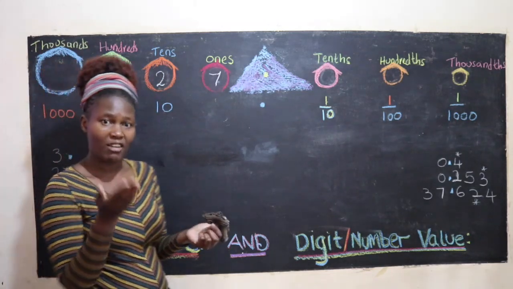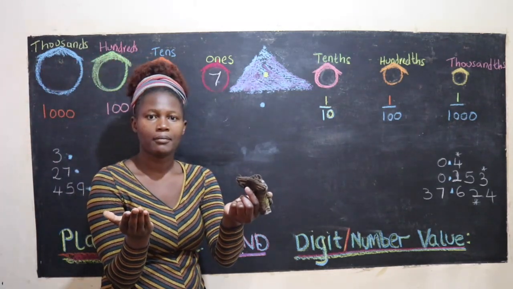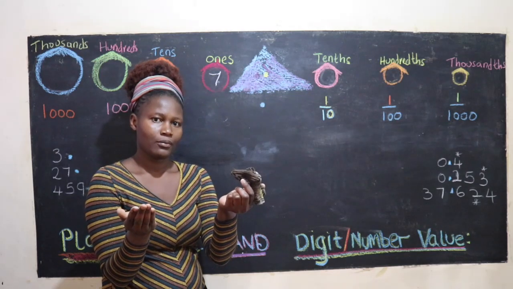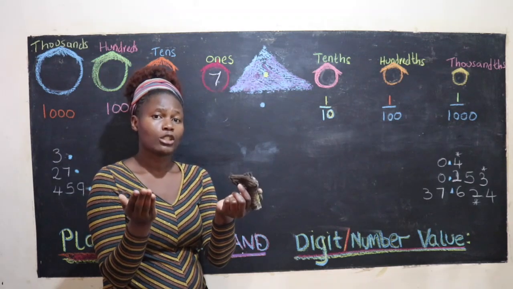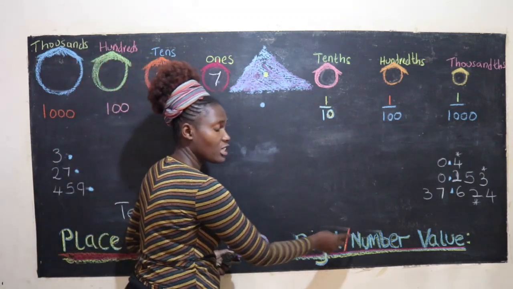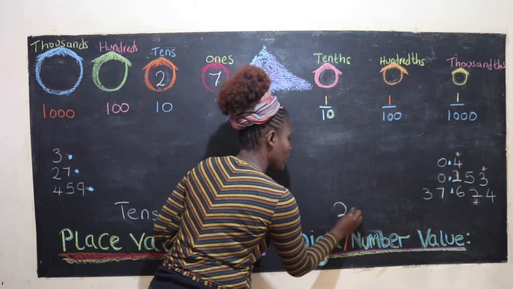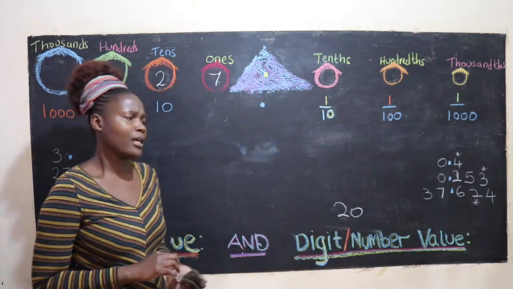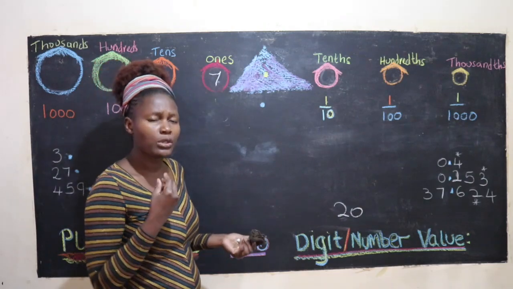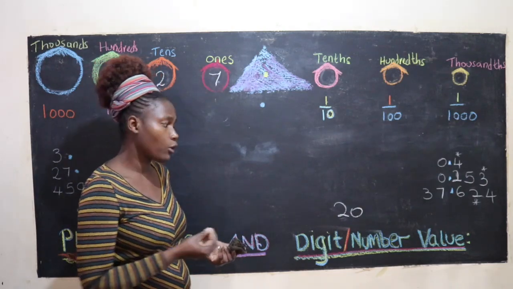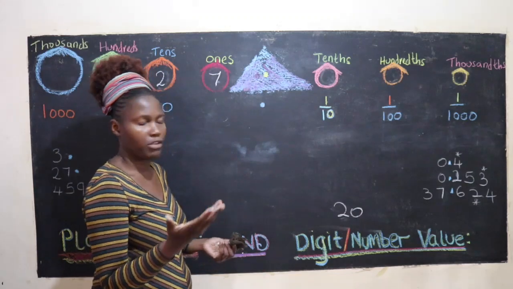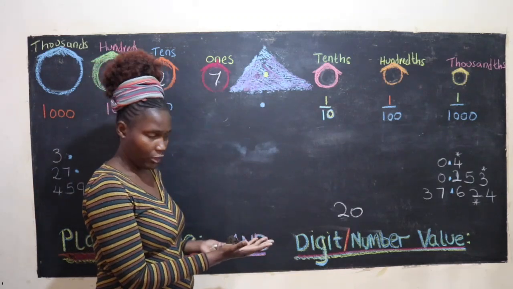In your hand, you have a 10 and a 10. 2 tens. What is the total? You will find that you have a total of 20. And that is what you call digit or number value. It is 20. And perhaps, if it was shillings, what would it buy? You would definitely know its value. You now know it's 20 shillings. You can buy tomatoes or vegetables. That is the worth of that.